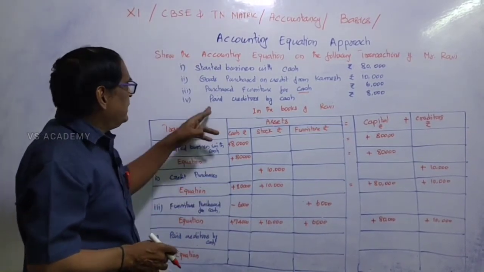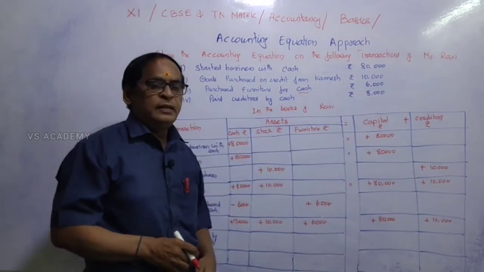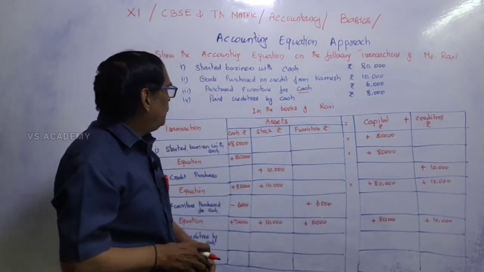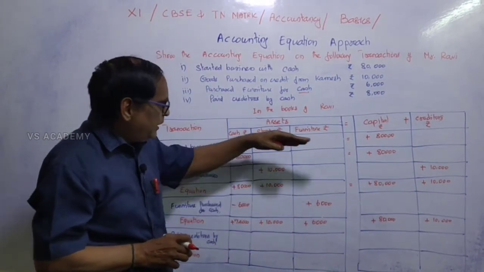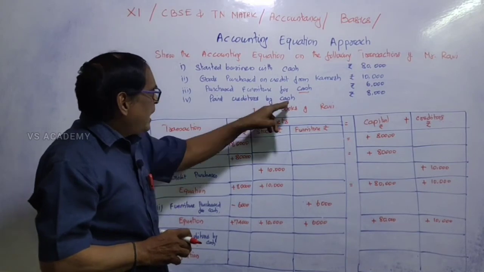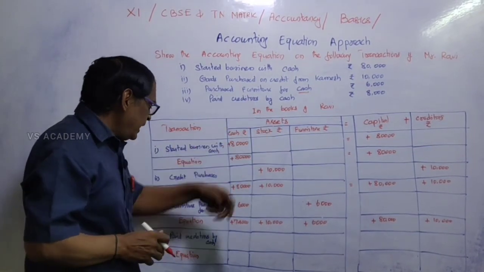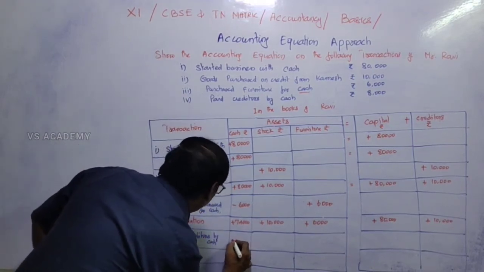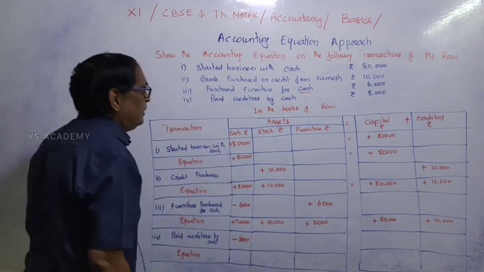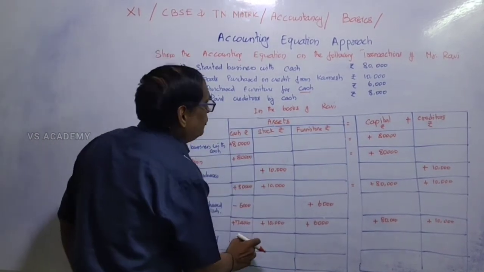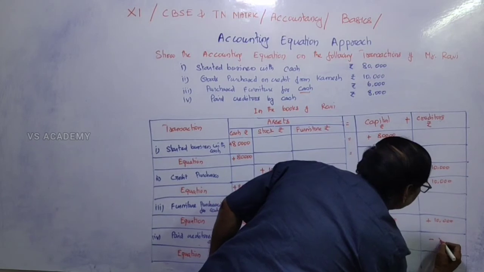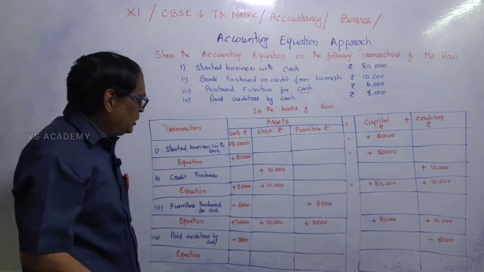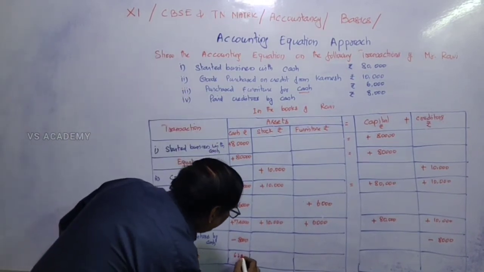The final transaction is paid creditors by cash rupees 8,000. That means there were already creditors for 10,000 rupees, out of which we paid 8,000 rupees. So creditors reduced, and cash is also reduced. Cash is an asset, so you have to minus 8,000 rupees from cash. And creditors we have to deduct the same 8,000 rupees. So the closing balance is 74,000 minus 8,000, that is 66,000.